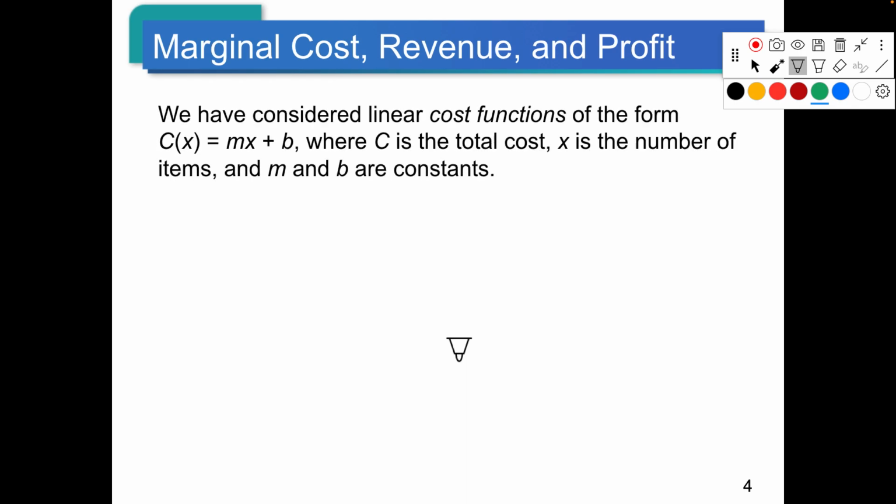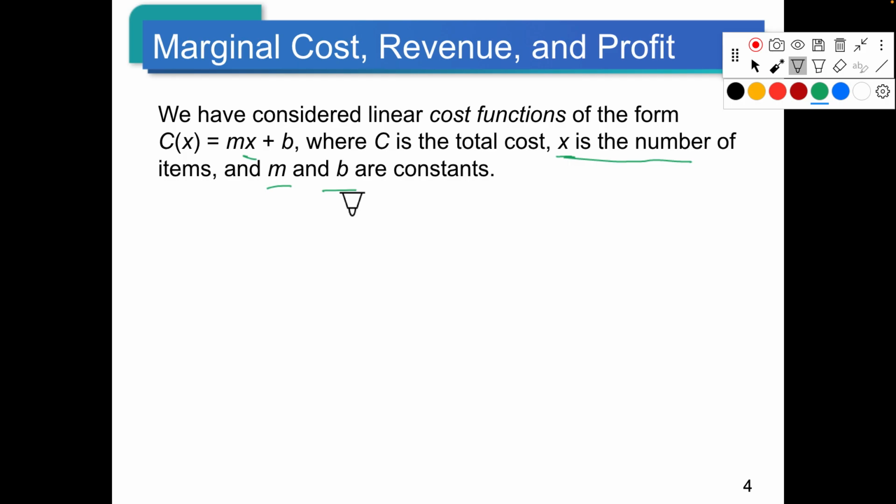Okay, so we've dealt with cost functions that are linear, right? The constant rate of change: it costs $5 to make these things, and the next one's going to cost $5. This next one's going to cost $5. That's a constant rate of change. It's a linear function. And so in this function, we've got the cost. X is the number of items, the number of little water jugs we're making. And m and b are constants, so m is the slope, the rate of change, really how much it costs to make each one.